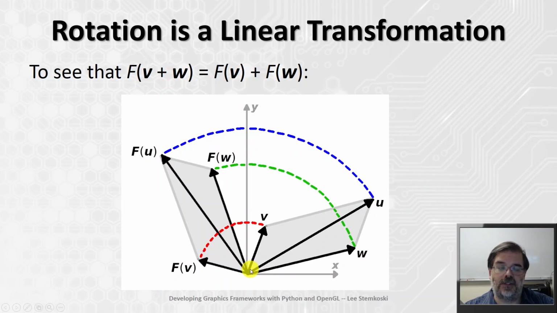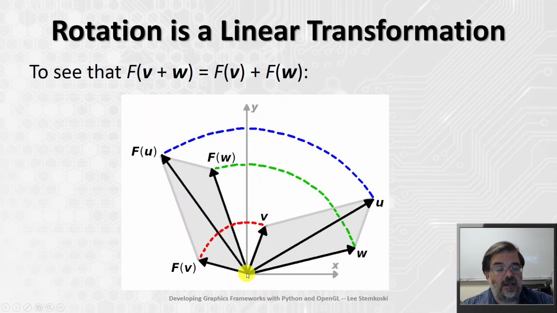So rotate the origin, you're still at the origin. v rotates to f of v, w rotates to f of w, and u rotates to f of u. So rotation is going to turn a parallelogram into another parallelogram. And that makes sense. It's not changing the shape, it's just rotating it to a new position. And in particular, these are the vertices of a parallelogram, O, f of v, f of w, and f of u.